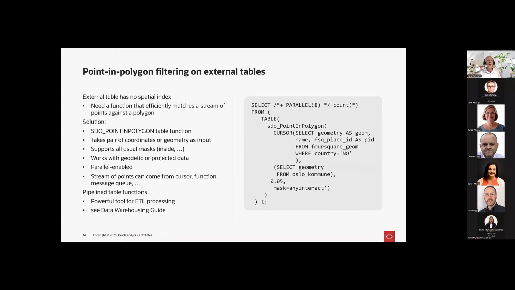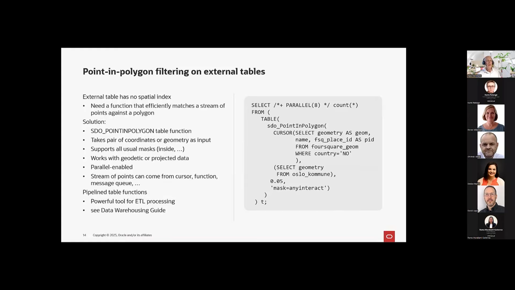So to address these challenges, what we've done is we've created a dedicated function we call SDO_point_in_polygon that works only with points, where we're checking whether something is inside or overlapping a polygon. That function operates on a stream of input locations, so you have points as input locations, and it also emits a stream of output data, and it creates the necessary data structures for the spatial queries on the fly.